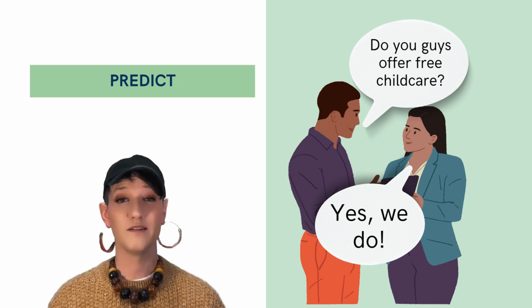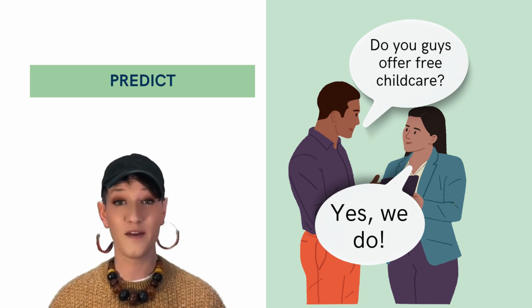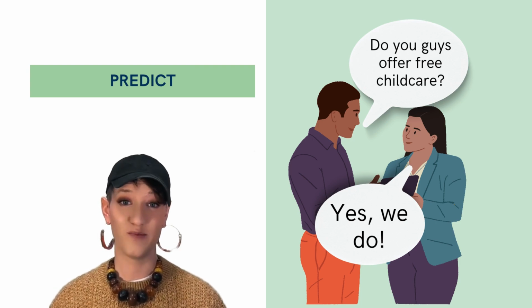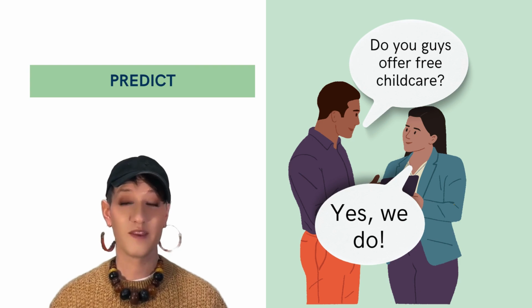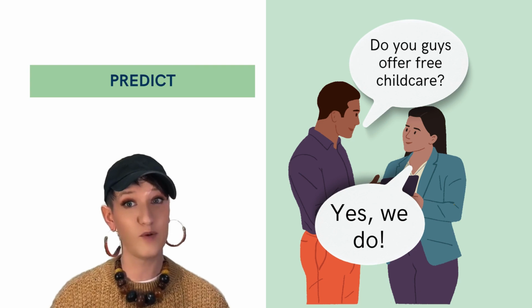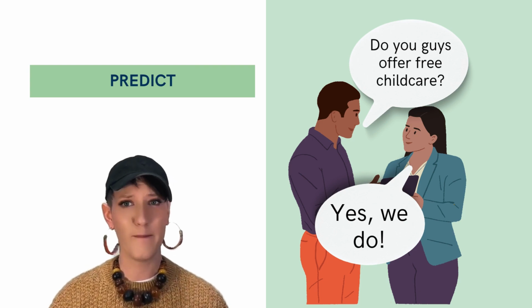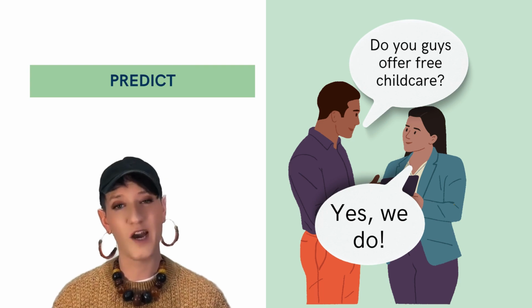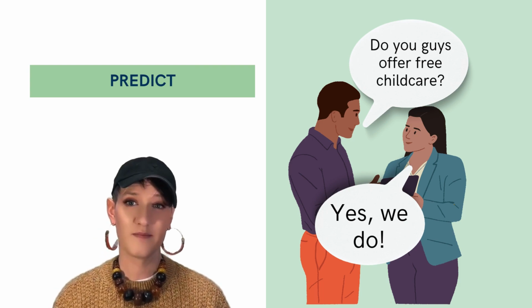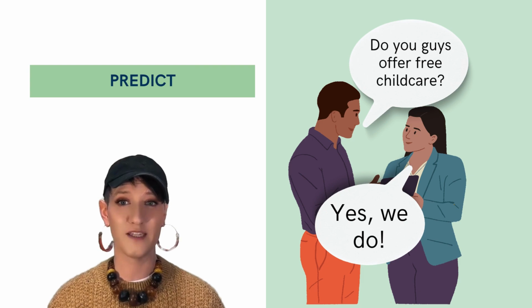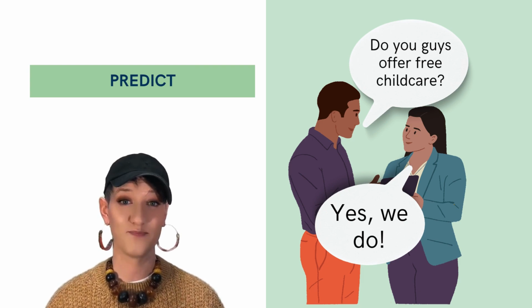A prediction is what you think will happen if your hypothesis is correct. It should be specific and testable. For example, if free childcare is provided, then parents in recovery programs will attend at least 25% more counseling sessions compared to those without childcare support. Predictions help guide your experiment and study. By following these steps, you can explore ideas and test whether your hypothesis is supported by evidence.